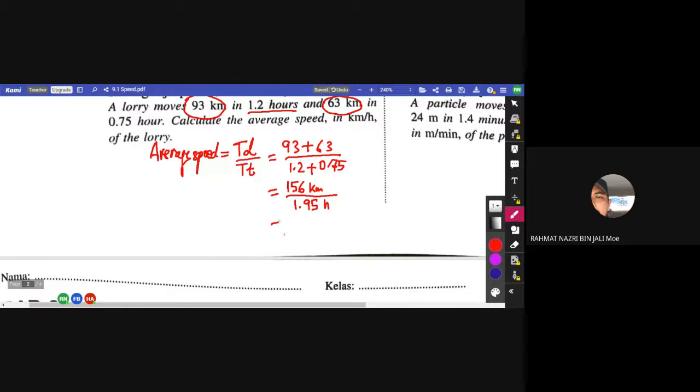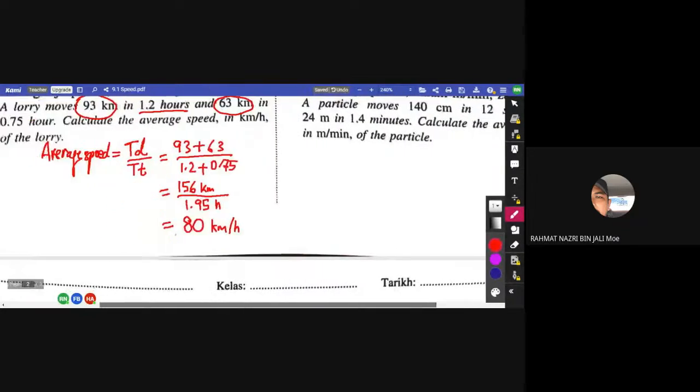Okay, and then proceed with your calculator. 156 divided by 1.95. What's your answer? Share your answer on the chat box. 80 kilometer per hour. Okay, good. Thank you. So we have the answer here, 80 kilometer per hour. Okay, done.